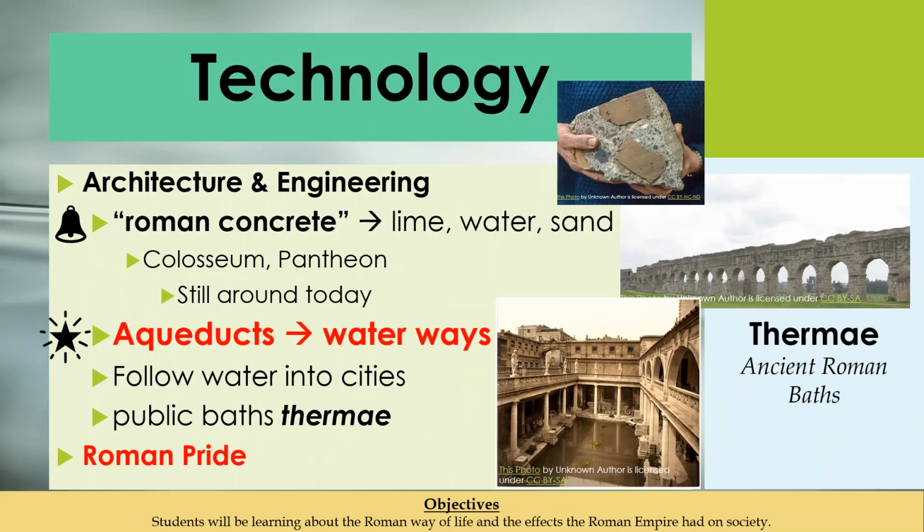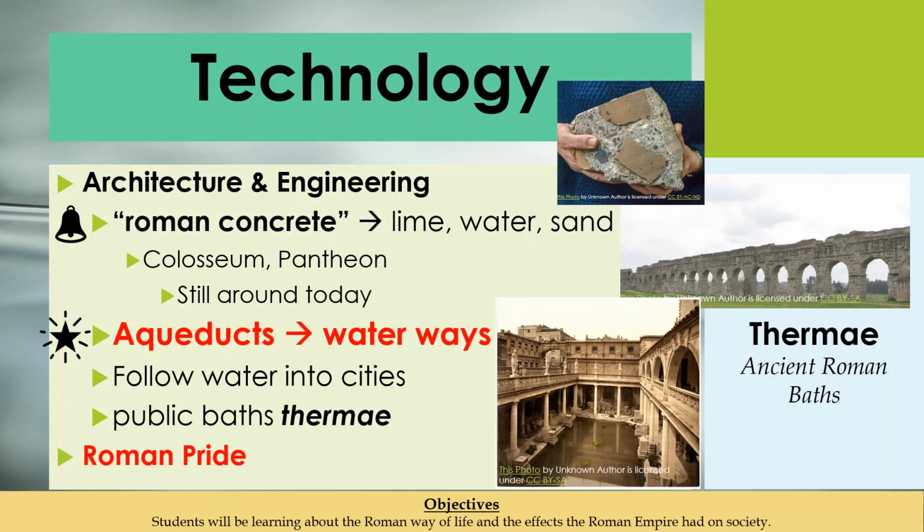In addition to art, they had a vast amount of technology. This technology would allow for a huge development in ancient Rome, especially in architecture and engineering. They developed something called Roman concrete, which used lime, water, and sand to create these enormous structures. They built the Colosseum as well as the Pantheon, which was a beautiful domed temple to the gods, much like the Parthenon in ancient Greece, many of which are still around today.